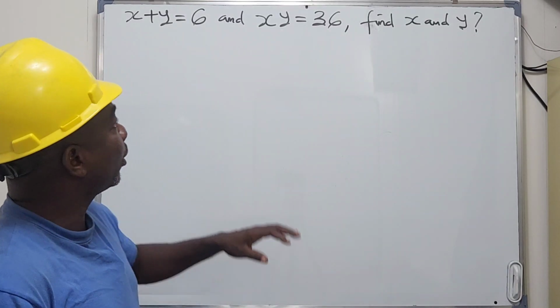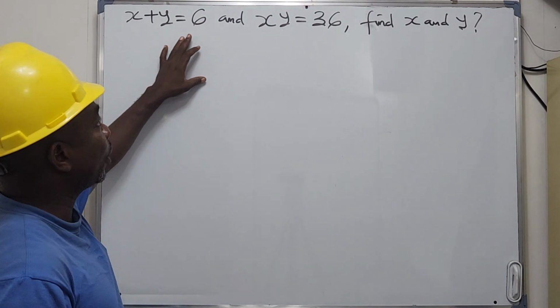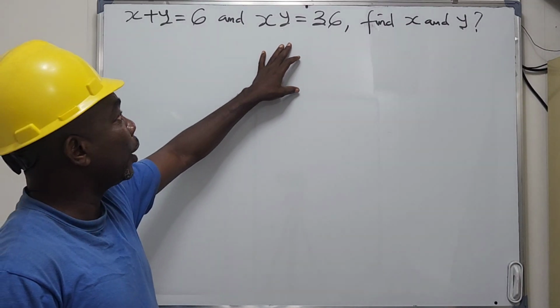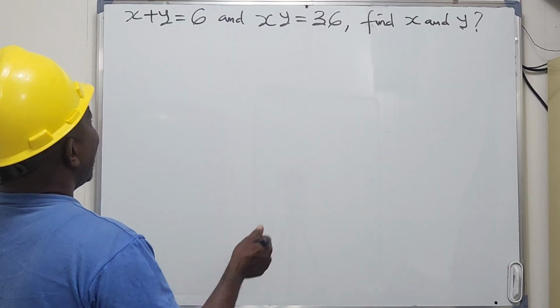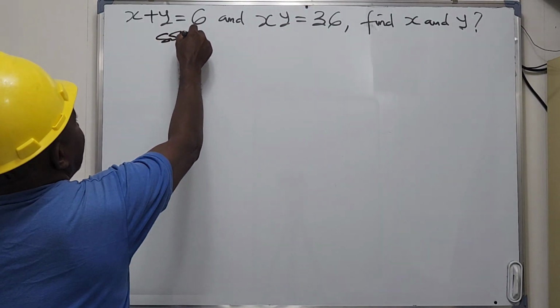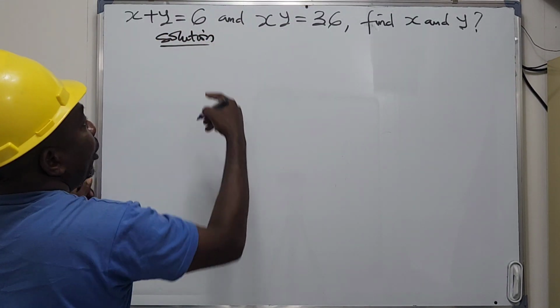For today, we're looking at this question. It says x plus y equals 6 and xy equals 36. Find the value of x and y. So we are going to solve for the value of x and y from this given equation.